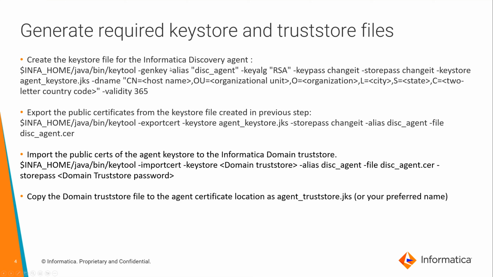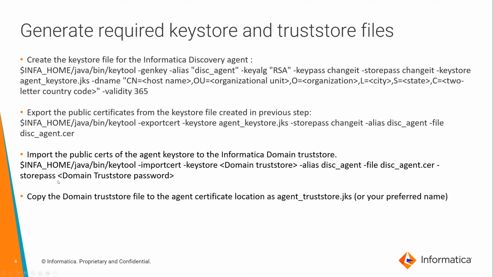Once we've created the Keystore file, we would export the public certificates from the private key and store it in a file named disk_agent.cer. Once this step is completed, we are going to import the public certificates that we have just extracted into this cer file into the domain truststore. So this would enable the DPM service to communicate with your Discovery Agent.